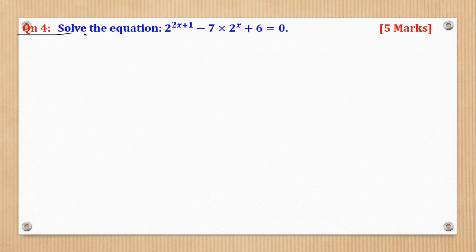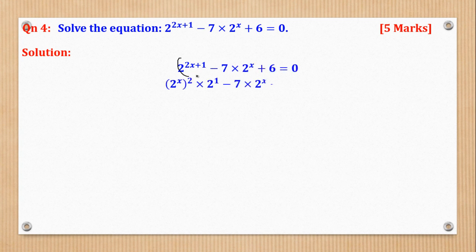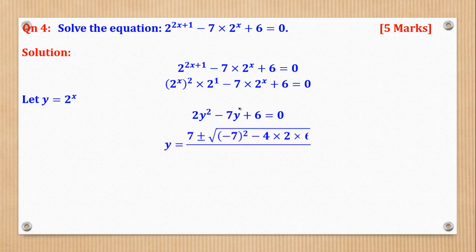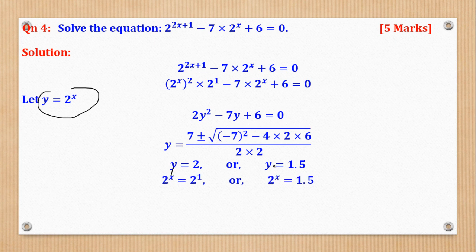Then question 4 came from indices. It says solve the equation that. So you already know that this one can be written as this, by the rule of indices. Then after that I can let y be equal to 2 to the power x and substitute for y. You realize that I've got a quadratic equation which can be solved using the quadratic formula to get two values of y. But that's not the answer because the question wants you to solve for x. So I'll still have to remember that y is equal to 2 to the power x, so substitute where there is y, put there 2 to the power x.